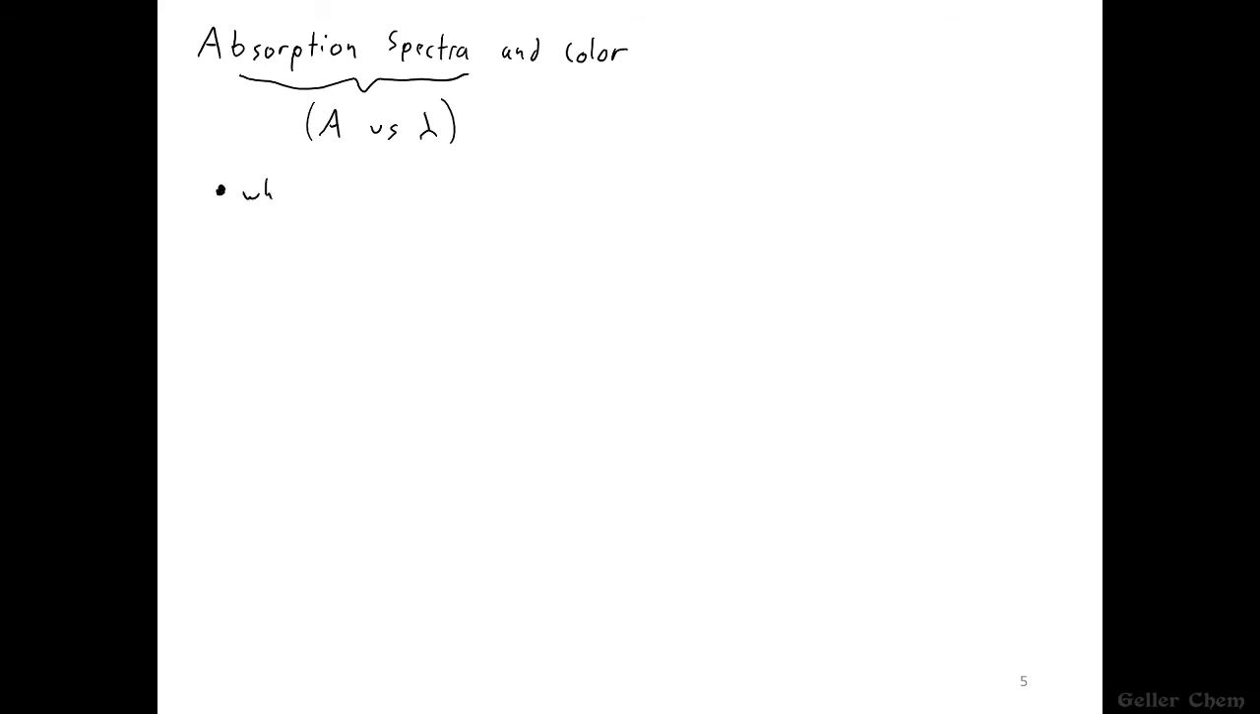Let's label this part absorption spectra and color. Absorption spectra being these plots of absorbance versus wavelength, as we shine in different wavelengths of light. And as for color, let's start by noting that white light contains all colors.